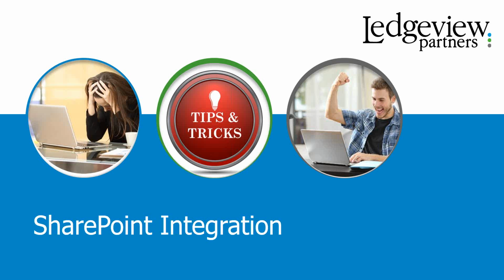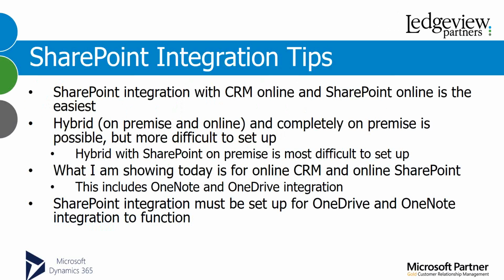First, we're going to talk about SharePoint integration. It's basically an integration with CRM Online and SharePoint Online. That's the most common and the easiest to configure, but you can do what's called a hybrid version, which is essentially one of them being on-premise and one of them being online, or completely on-premise SharePoint, on-premise CRM. But it's much more difficult to set up, and in fact, the hybrid with SharePoint on-premise is actually the most difficult to set up.